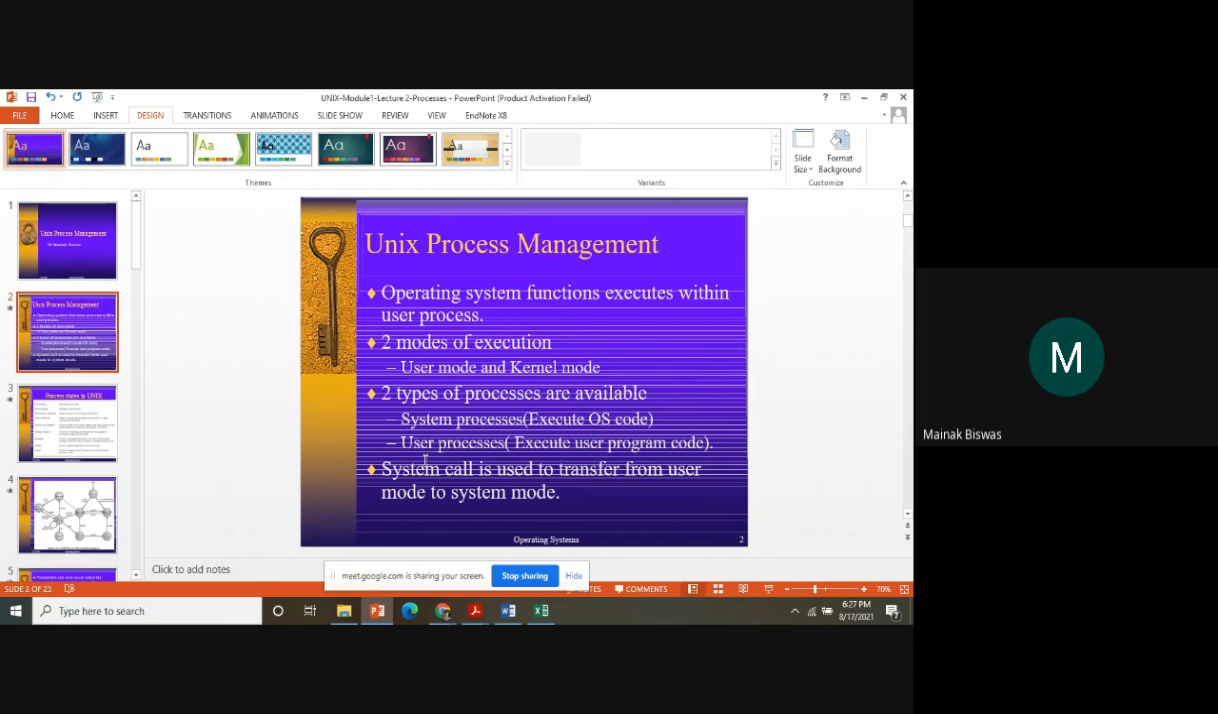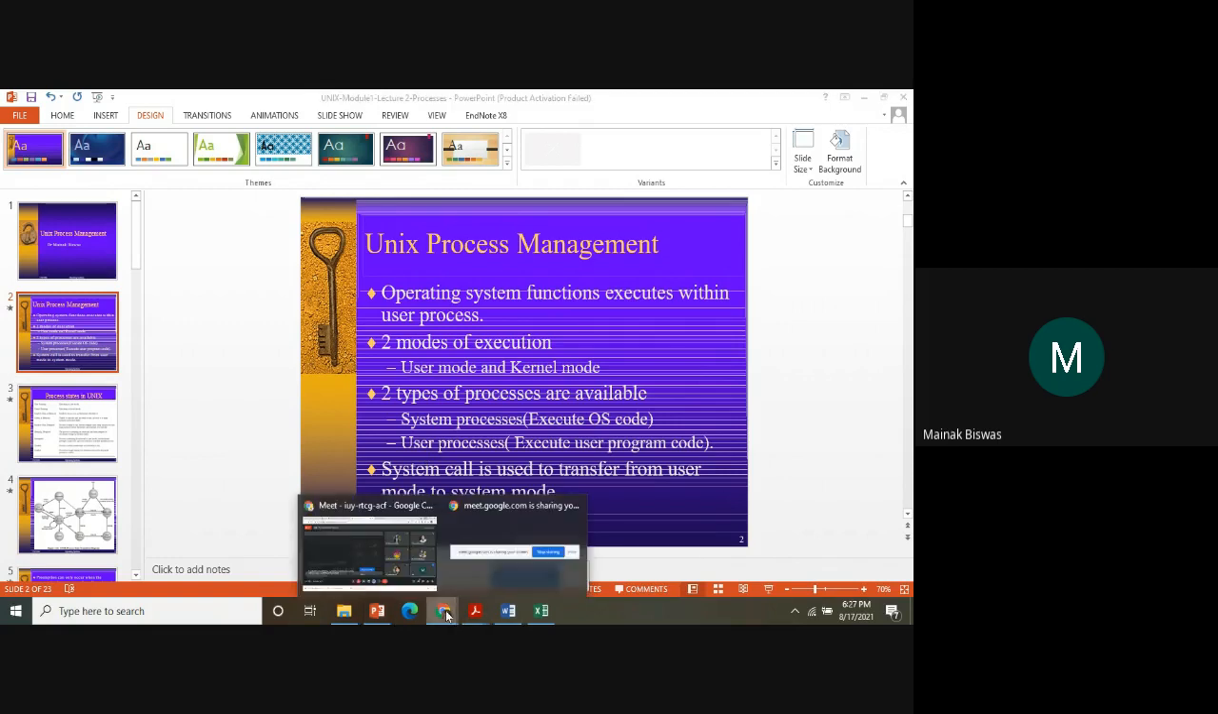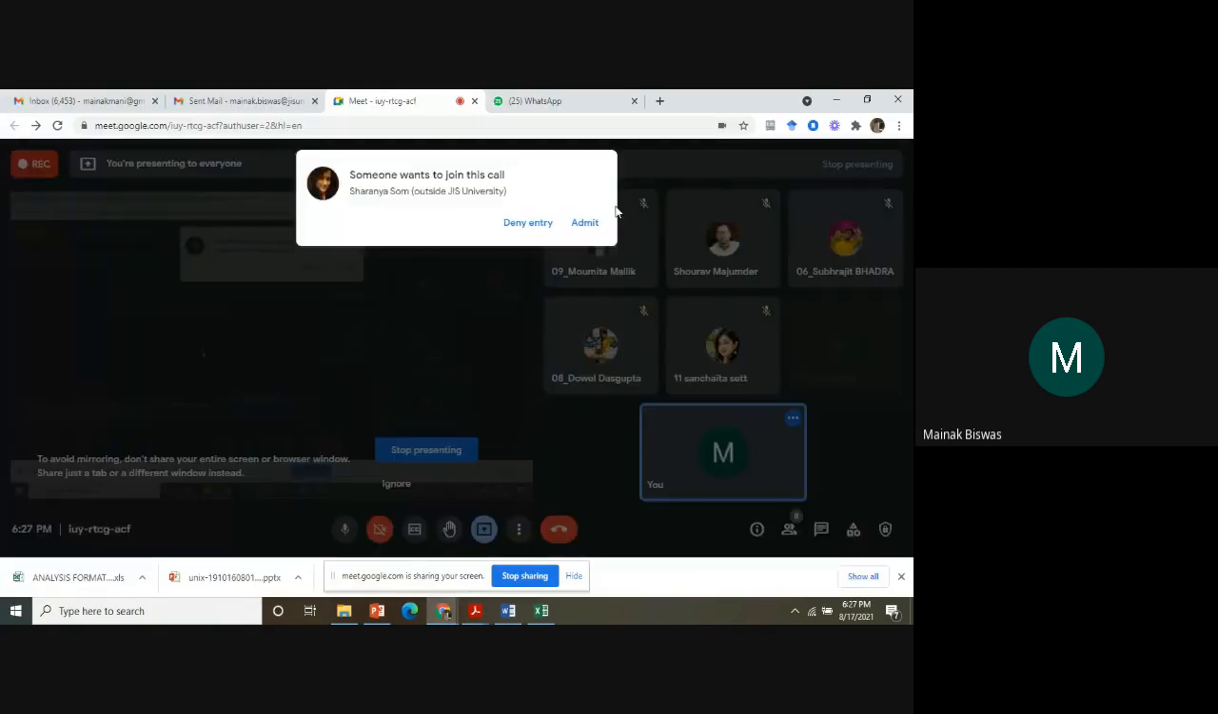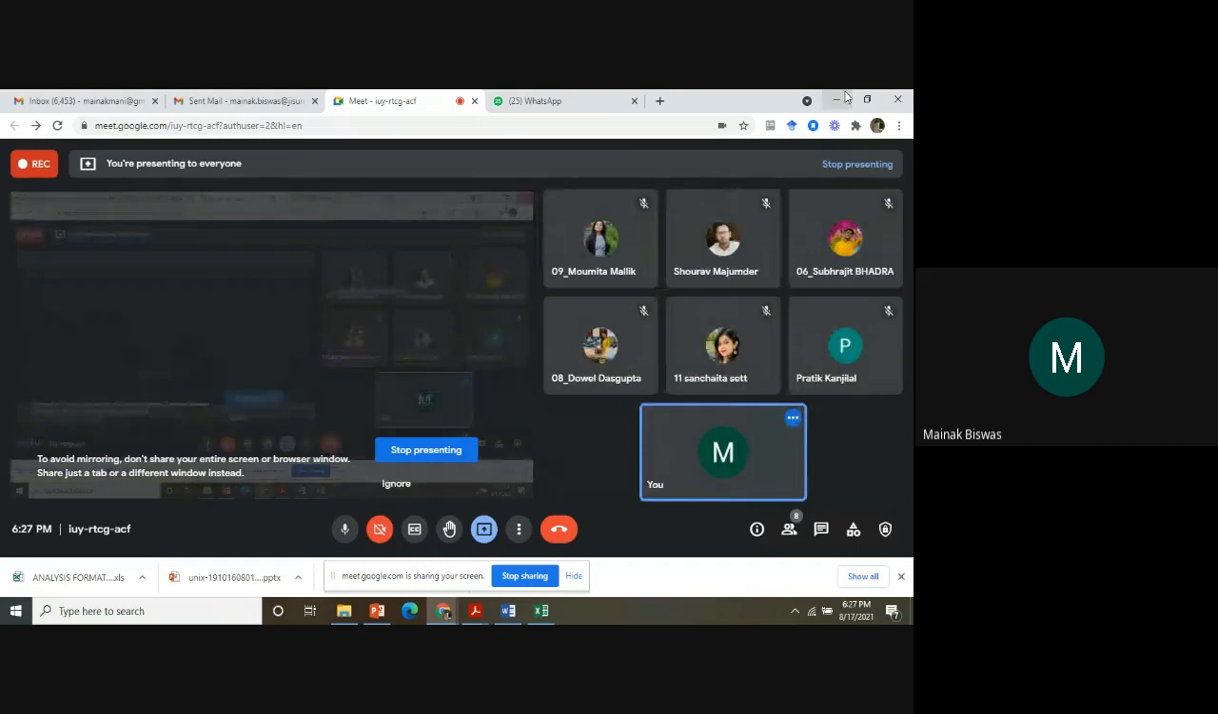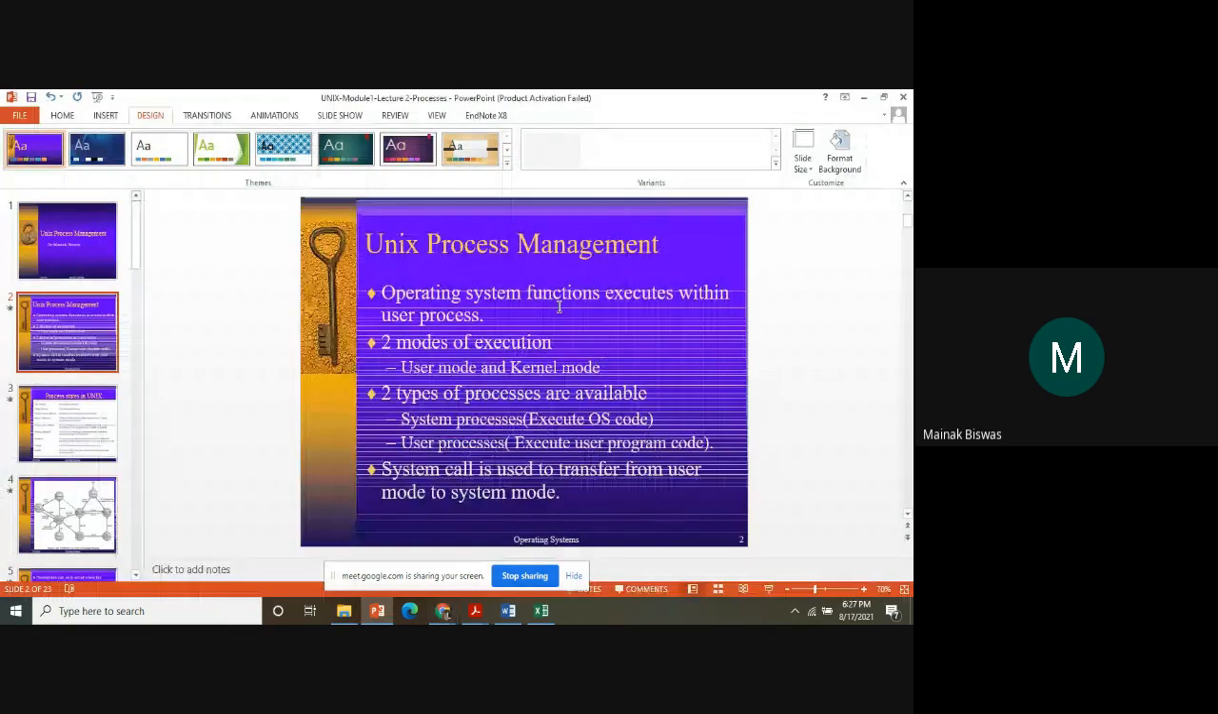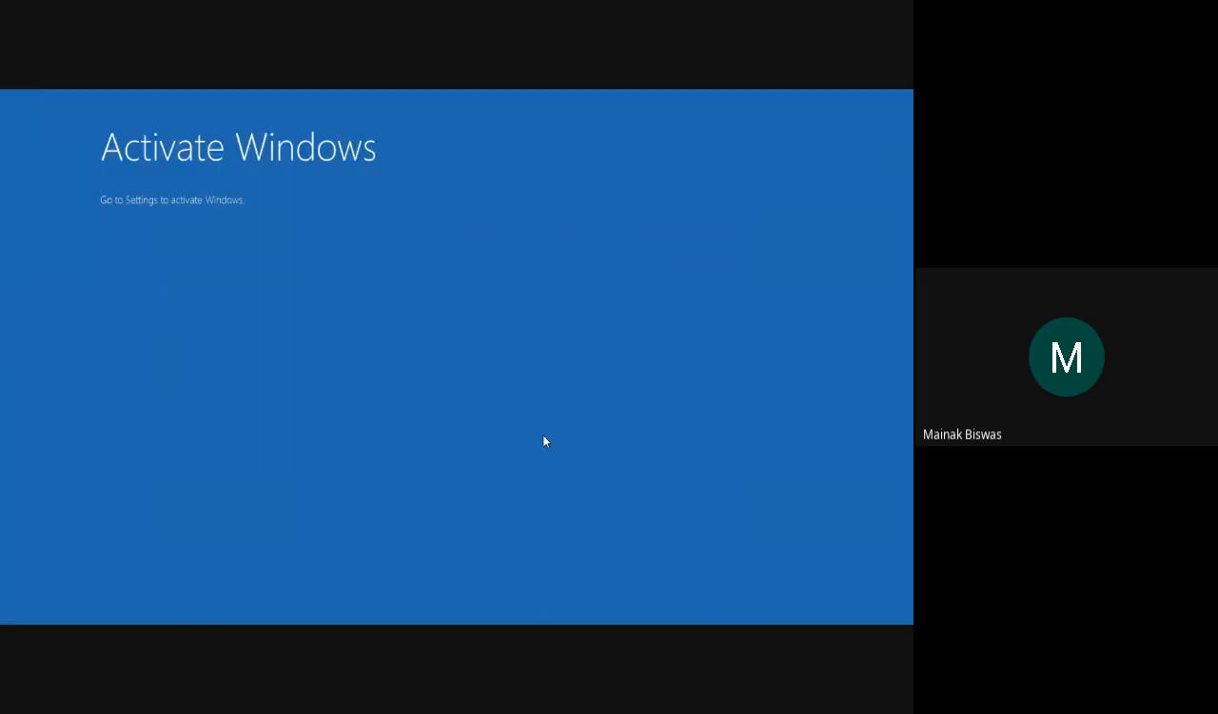One is the user mode where you write the code. Another is the kernel mode where the operating system does the job for you that you cannot handle. Right. Now, this you know already. There are again two types of processes available. What are the processes that are available?